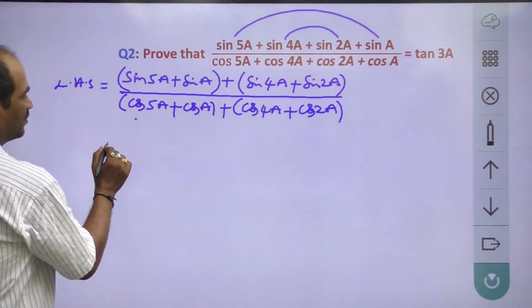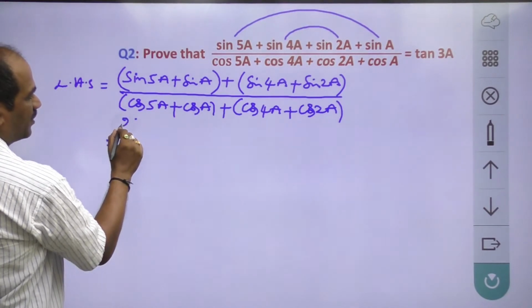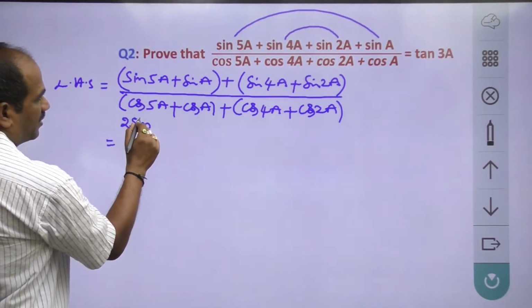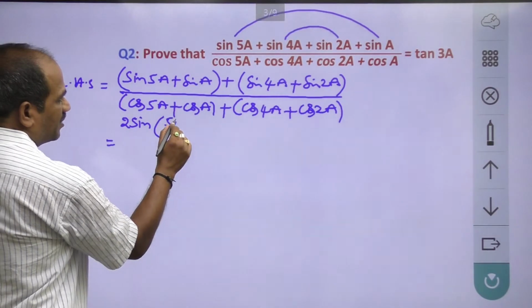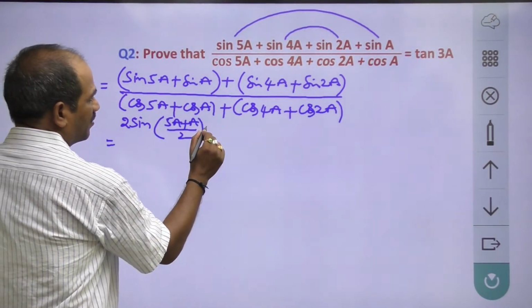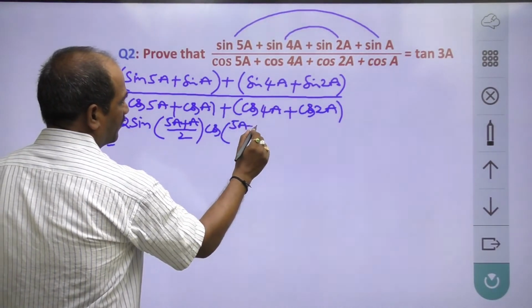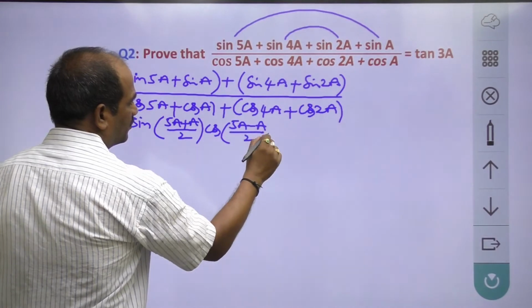Here, using the formula sin c plus sin d equals 2 sin of (c plus d) by 2 into cos of (c minus d) by 2. So (c plus d) by 2 means (5a plus a) by 2, and cos of (c minus d) by 2, that is (5a minus a) by 2.